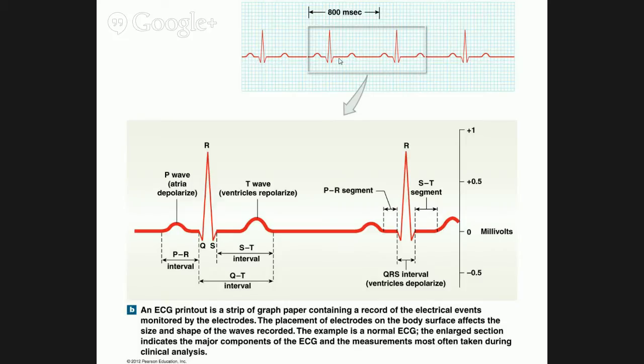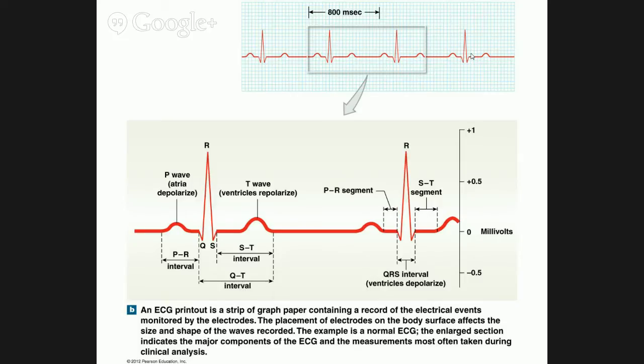P, QRS complex, T. P, QRS, T. And it's just going to do the same thing over and over. That strip is an example of sinus rhythm. So this is a normal EKG.